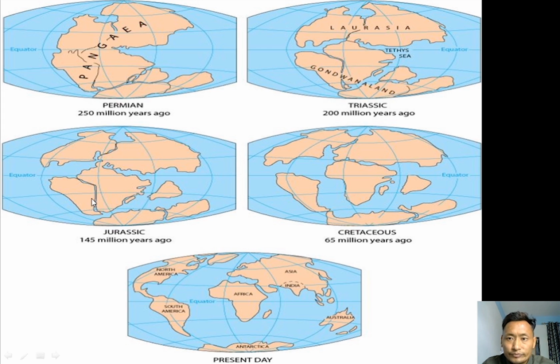After that, the two big landmasses further disintegrated into several smaller parts. And if you look here, North America moved westward, South America detached from Gondwana and moved westwards, Antarctica moved southwards, Australia moved southeastwards, and India moved towards the Asian plate or the Eurasian plate. So this is how our globe looks at present.